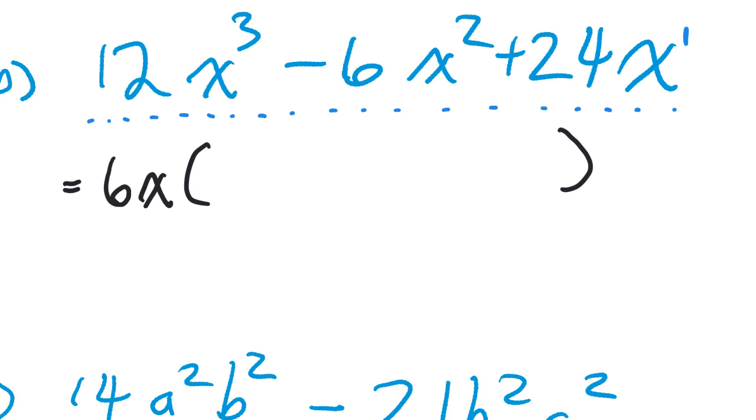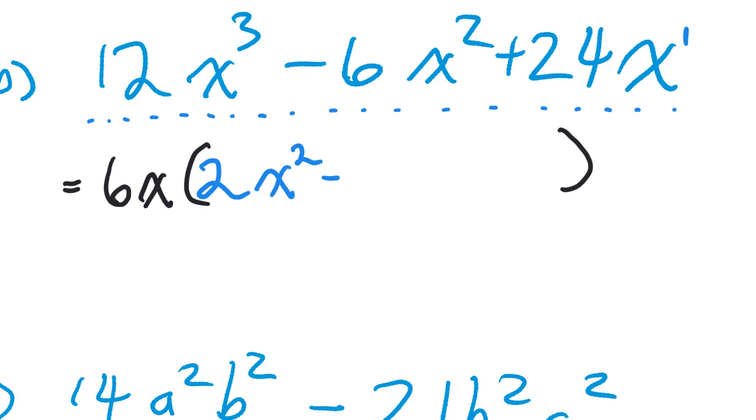So we have to take our 12x cubed, and we're going to divide it by 6x. Start with 12 and 6. 12 divided by 6 gives us 2. And then we have an x involved in this. Now, ready? Let's look at it. We have 3 x's. So x cubed means there's 3 x's, right? And we're going to divide out one of them. So we're left with only 2 x's. So this is 2x squared.